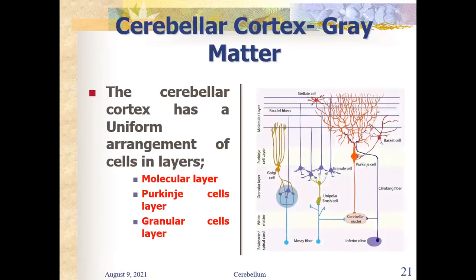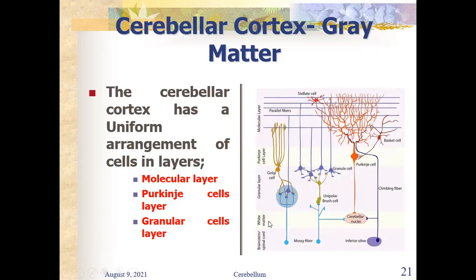In the cerebellar cortex, we have cells and we have layers. There are mainly three layers: the molecular, Purkinje layer, and the granular layer. You can see the layers shown in the diagram here. You can see the molecular layer, the Purkinje cell layer, the granule layer, and the white matter here.